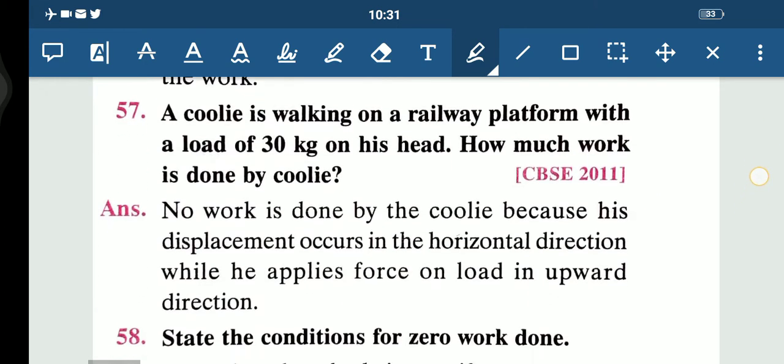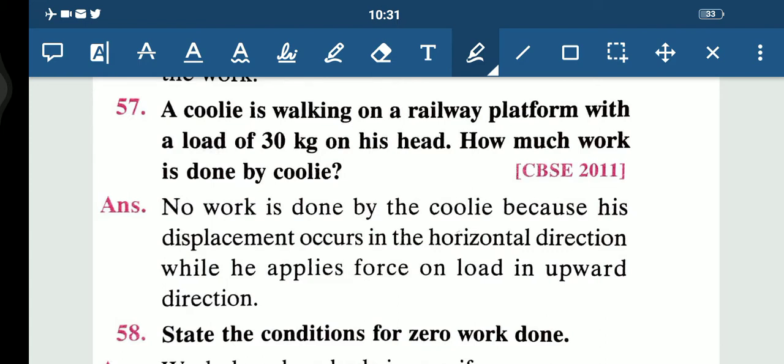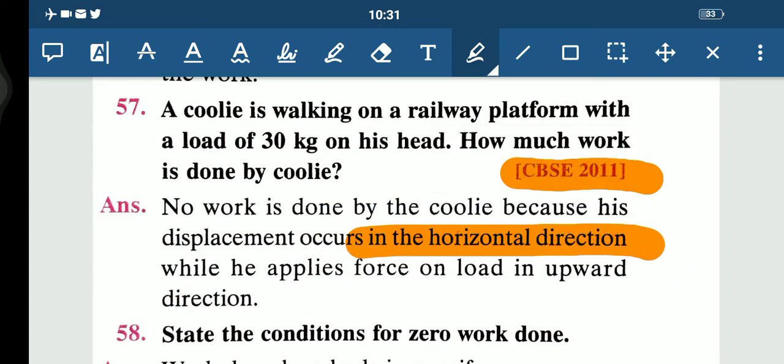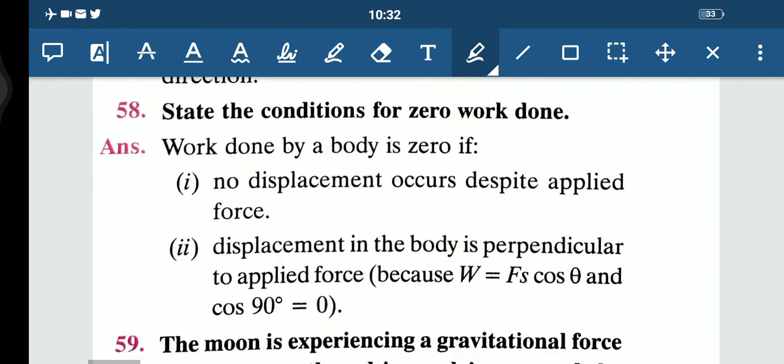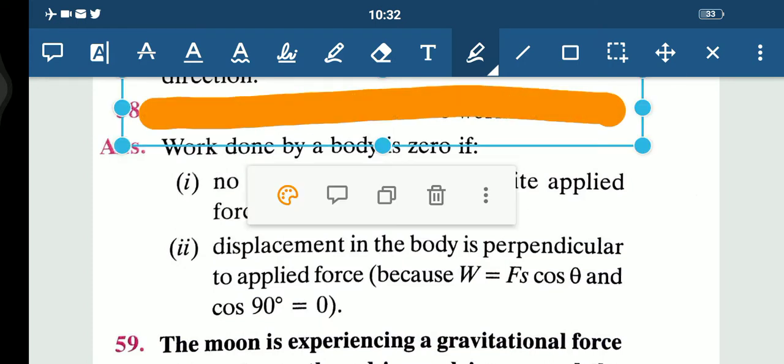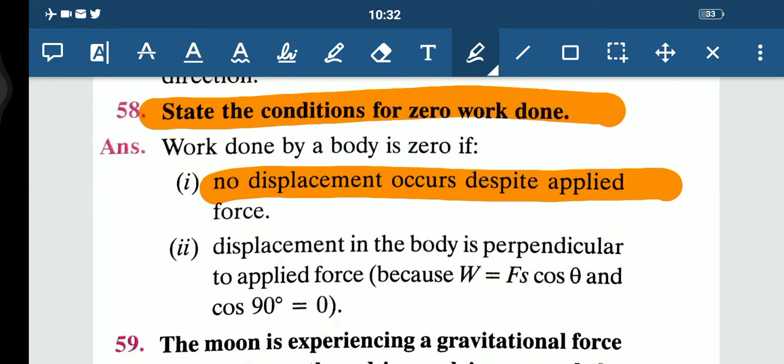The next question is: a coolie is walking on a railway platform with a load of 30 kg on his head. This question came in CBSE 2011, and they are asking how much work is done by the coolie. No work is done, bete, because his displacement occurs in the horizontal direction while he applies force on the load in the upward direction. So the angle becomes 90 degrees, and cos 90 is 0. So the work done becomes 0. And I have already told you, state the conditions for zero work done. We know that work done is 0 if no displacement occurs, or if theta, that is the angle, is 90 degrees.